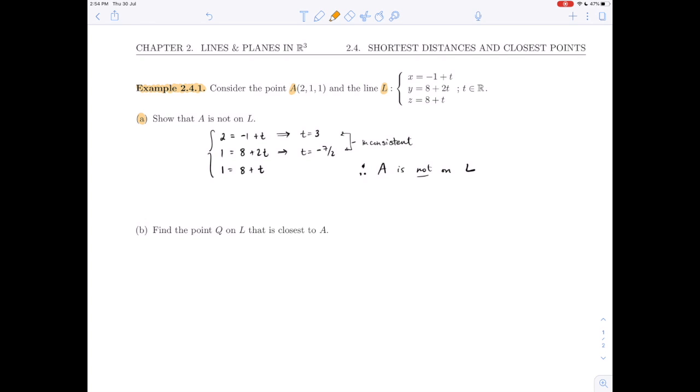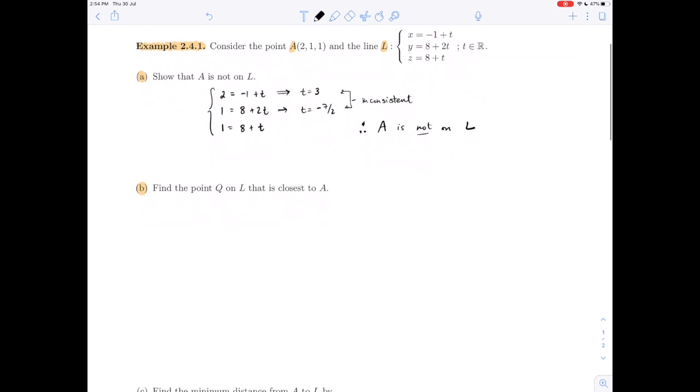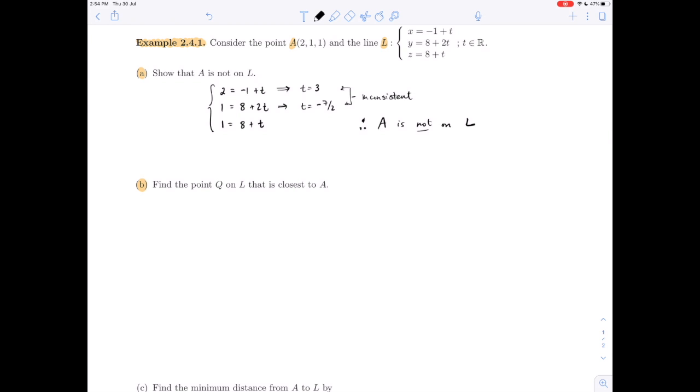So let's look at part B. Part B is asking us to find the point Q on the line that is closest to A. So let's give ourselves a little diagram here. Always, always, always a sketch to orient yourself, but also to orient the person or people reading what you're doing. So we have a point A which is not on our line L, and we're looking to find the point Q on L, which is the closest. And if it's the closest, then the dotted line that I've drawn there is a perpendicular distance.